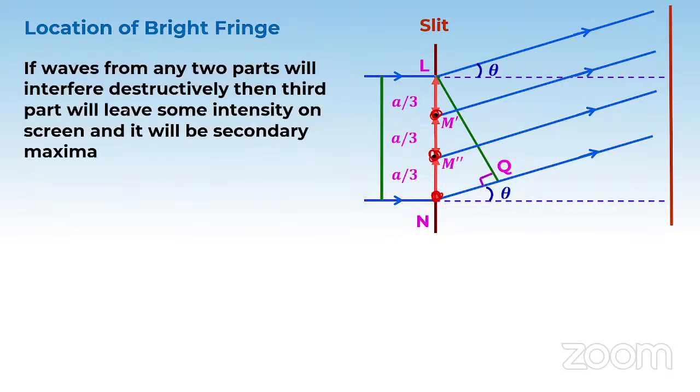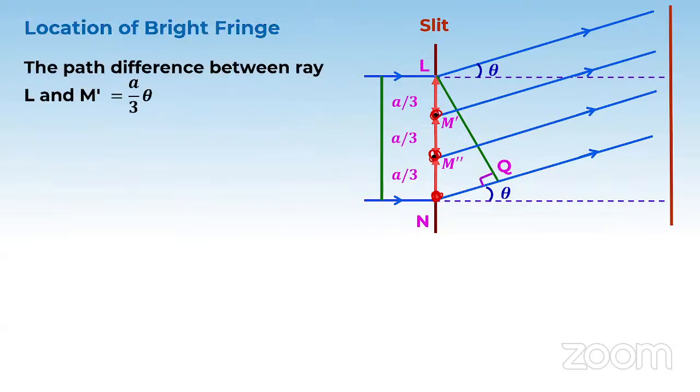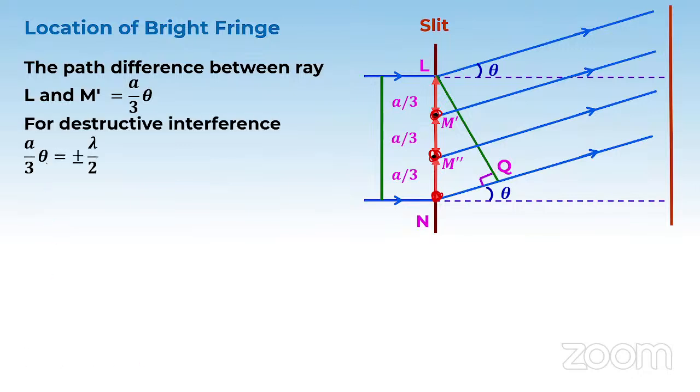अगेन पढ़ो. If waves from any two parts will interfere destructively, then third part will leave some intensity on the screen and it will be secondary maxima. ठीक है, and this is pretty much understood here. So the path difference between the ray L to M dash will become a by 3 into theta. For destructive interference, a by 3 theta is plus minus lambda by 2. We have seen that.